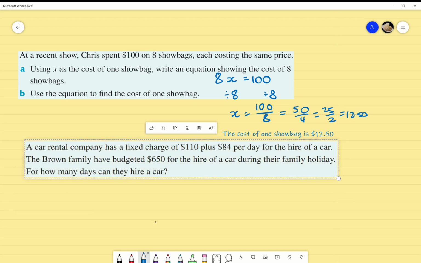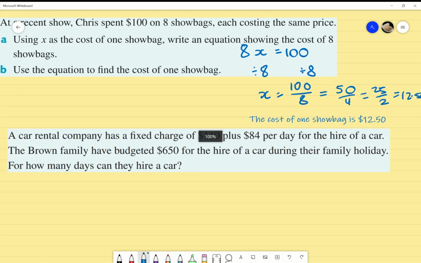A car rental company has a fixed charge of $110 plus $84 per day for the hire of the car. The Brown family has a budget of $650 for the hire of the car during the family holiday. For how many days can they hire the car? You don't have to form an equation because it doesn't say to, but it is often the most simplistic step. I know they've got a budget of $650, and that's going to be total cost, isn't it? So I'm going to start by writing $650 here.